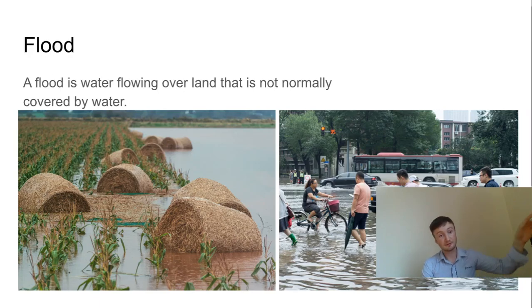So you can see here, we've got a flood going over a farmland. You can see it's flooded the crops. And what do you think would happen to the plants of flooded farmland? And here we've also got a flood in a city. So floods can happen in different parts of the land.